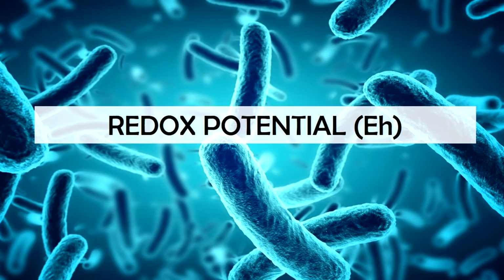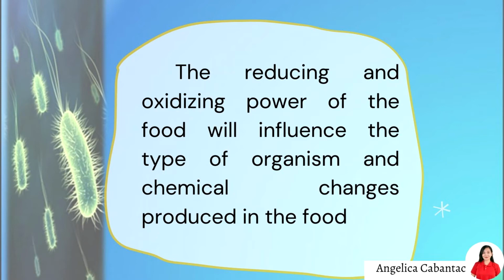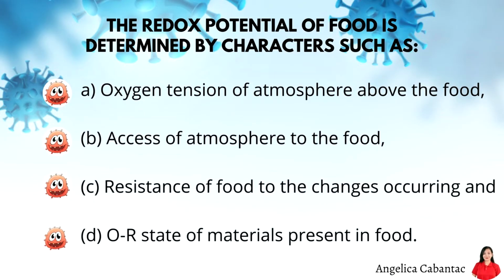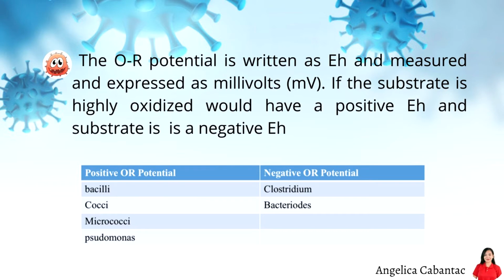The next intrinsic factor is the redox potential. The reducing and oxidizing power of the food will influence the type of organism and chemical changes produced in the food. There are four factors that determine the redox potential of food: first, the oxygen tension of the atmosphere above the food; access of the atmosphere to the food; resistance of the food to changes occurring; and the oxidation-reduction state of materials present in food. But for today, we're going to talk about the OR state. The OR potential is written as Eh. If the substrate is highly oxidized, it will have a positive Eh, and if the substrate is reduced, it will have a negative Eh.